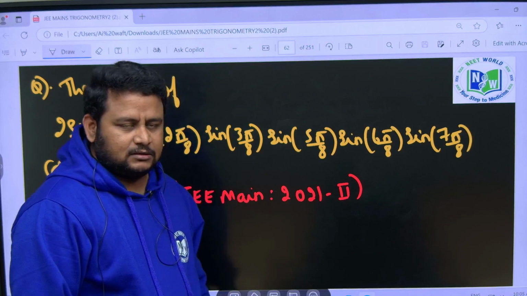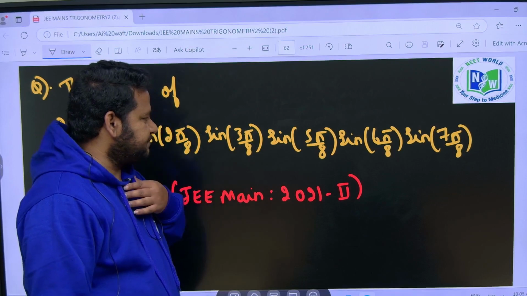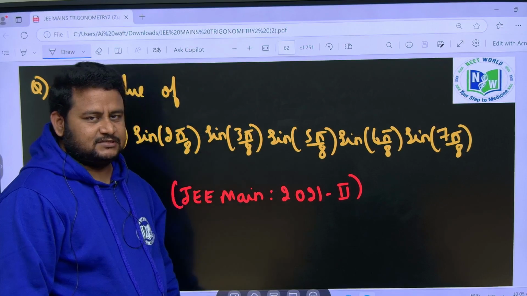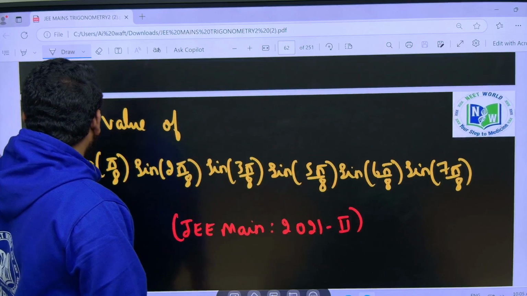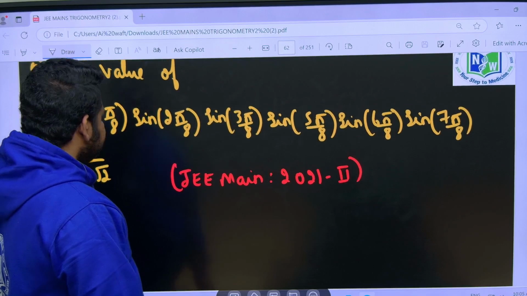Right. Now let us continue our journey with respect to trigonometry for JEE Mains. We were left with some of the questions based on the previous concepts. We will continue with that.